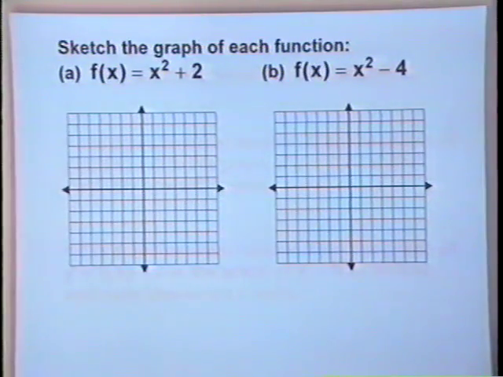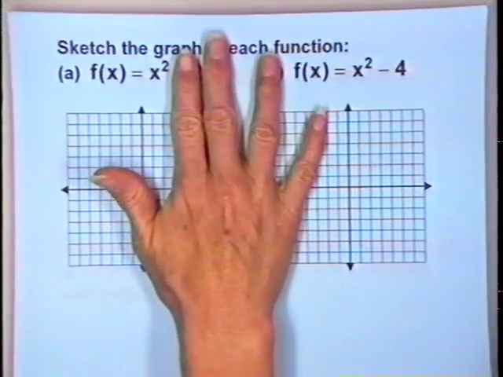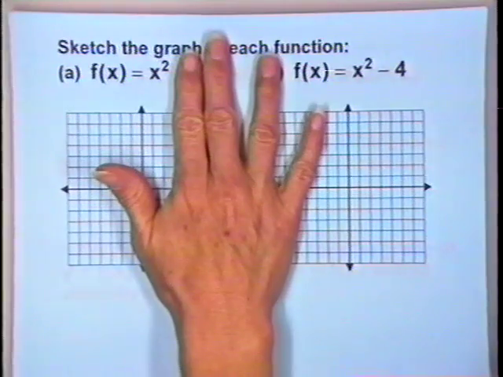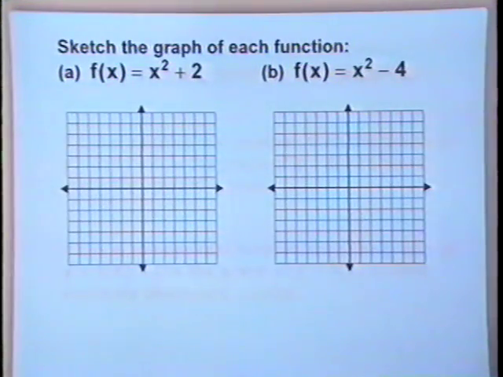We are to sketch the graph of each of these functions given here. In our first function, part A, our function reads f of x is equal to x squared plus 2. Now you should be familiar already, if I cover up that plus 2 right there, with the function f of x equals x squared. You should have what I call a mental picture of that graph.